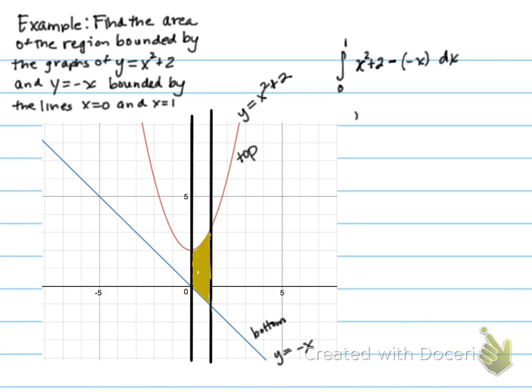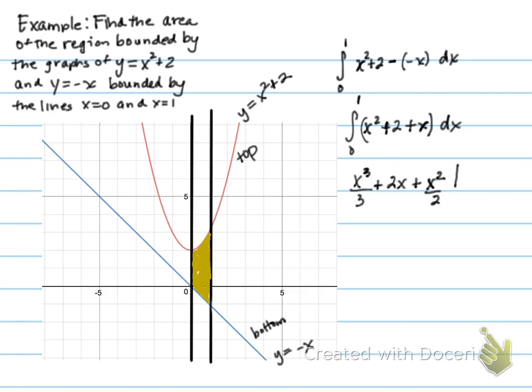All right, so if I'm integrating from 0 to 1, I need to simplify this: x squared plus 2, and it's going to be plus x dx. Now the rest of this is easy. We're using the fundamental theorem of calculus. So we're going to integrate, and then we're going to evaluate that antiderivative at 0 and 1. So the integral of x squared is x cubed over 3, plus the integral of 2 is 2x, plus the integral of x is x squared over 2.